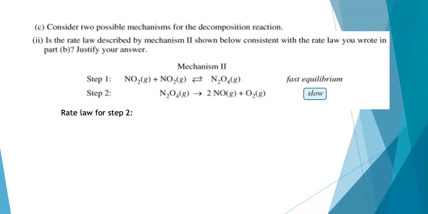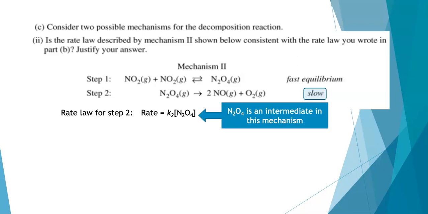So if we write the rate law for step 2, remember that comes from the reactants of the elementary step. The rate for step 2 would be the rate constant for step 2 times the concentration of N2O4. But N2O4 is an intermediate in this mechanism, right? It's produced in step 1. It's a reactant in step 2. We don't normally write rate laws in terms of intermediates. So we need to do a little more work here.